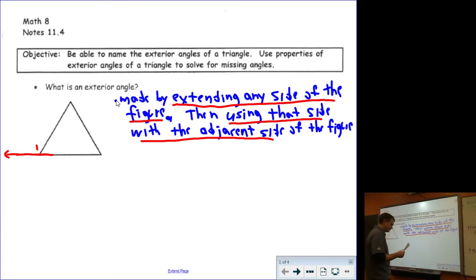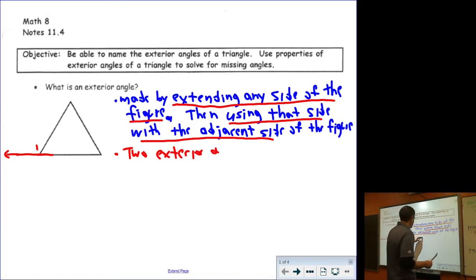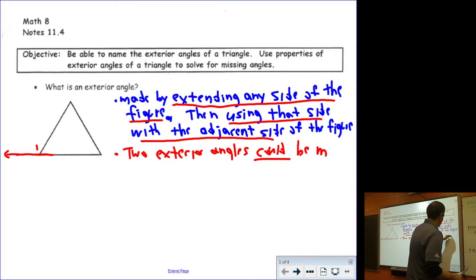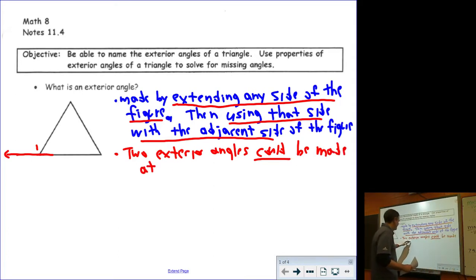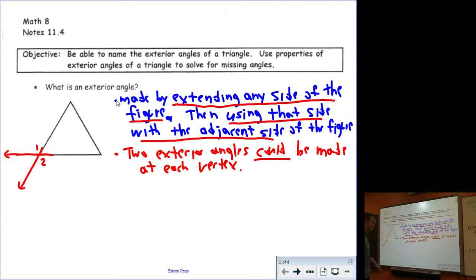Next up, it is true that two exterior angles could be made at each vertex. So what I mean by that is I could take this side of the triangle and I could extend it as well, and I could make another exterior angle. So there's actually two exterior angles at that vertex. And I could do that at all three vertices if I wanted to.